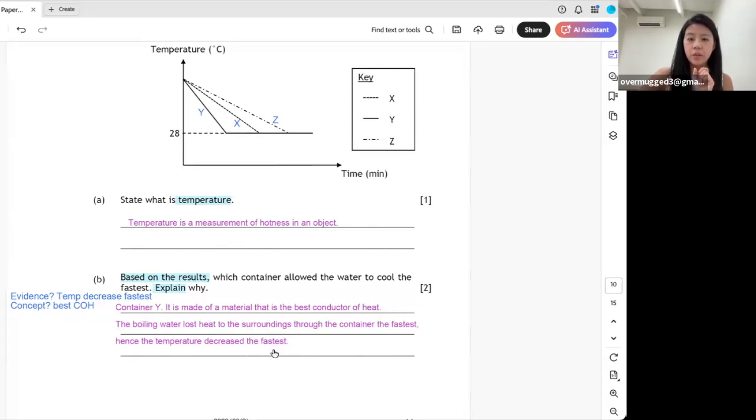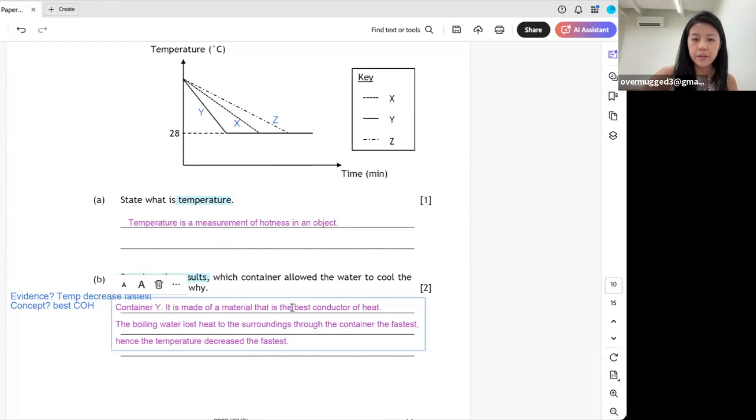So in this answer, you need to take note of a few things. There are three beakers here. The minute we are comparing three or more things, we need to use superlatives like best, like fastest, okay? And it has to be consistently used in the whole answer, all right?